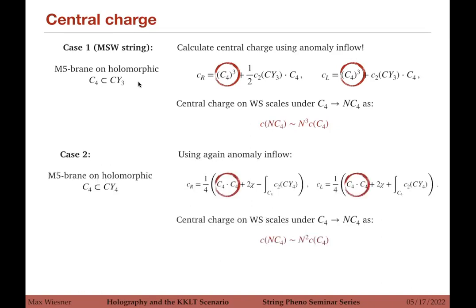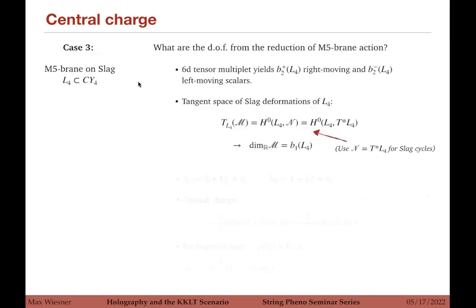In the second case, M5 brane on a holomorphic curve, one can again use anomaly inflow, but here instead of a term that is proportional to C4 cubed, we have a term that is proportional to C4 squared. So here we see that the central charge on the world sheet of this M5 brane on this effective string in 3D scales like n squared under rescaling of the holomorphic curve. So we have two different scalings, but we already saw that in the case that is more similar to our case, which is the case of an M5 brane on a holomorphic curve, we have an n squared scaling.